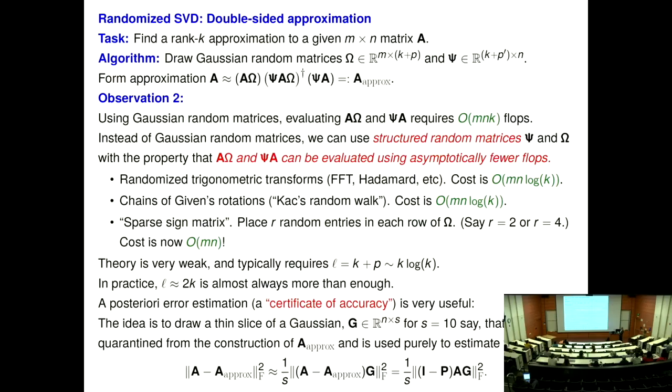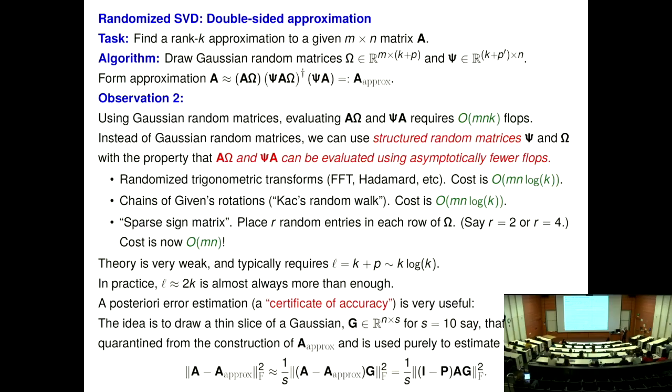And finally, just in case somebody is curious, I talked about a posteriori error estimation. This is probably a good point to mention how we do this in practice. Because when we use these more exotic random matrices, the underlying theory is much weaker. In principle, these could break. They just don't break in practice. In principle, you need something like k log k samples instead of k plus 10 samples. But it's extremely rare for matrices for which this happens.